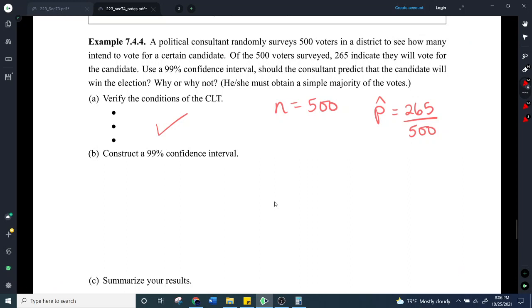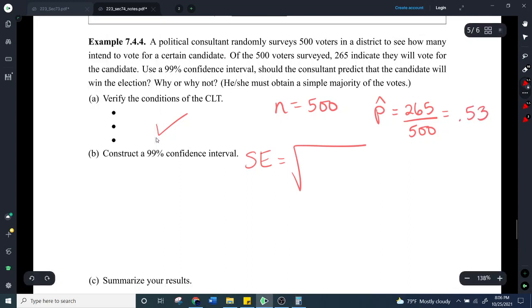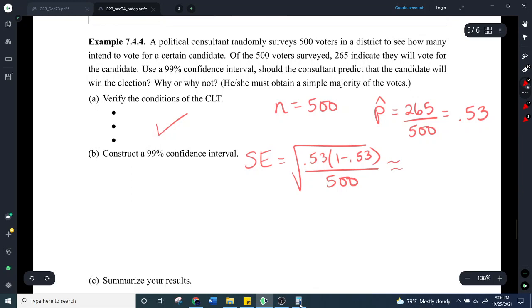The first thing that we need to figure out is the standard error. I always like to start with that. So let's compute our standard error. Before I do that, let me get this as a percentage. That'll make it a little bit easier to write things out. So I'm going to do 265 divided by 500. So my P hat is 53%. So my standard error is going to be the square root of 53% times 1 minus the 53%, divided by N, which is 500. I'm going to skip the details here, and I'm just going to put that in my calculator and tell you that that number is 0.022.